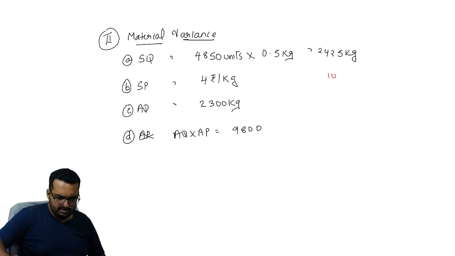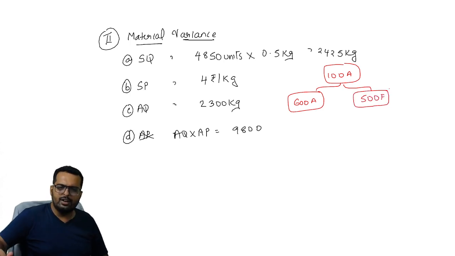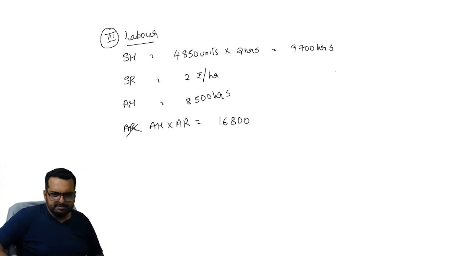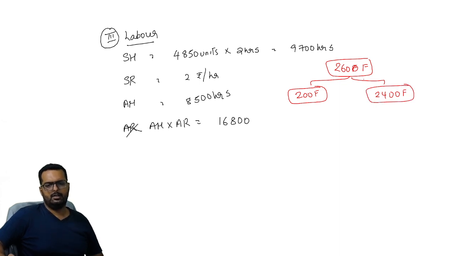Material, you get 100 adverse. Then you get 600 adverse. And then you get 500 favorable. You fellows are doing so fast. The 10 minutes have motivated you left and right, isn't it? 2,600 favorable. 200 favorable. And 2,400 favorable. All right.